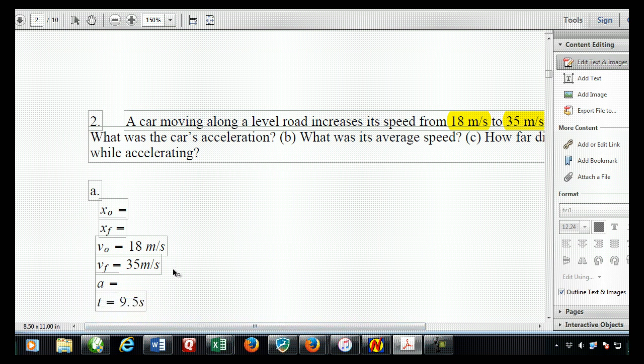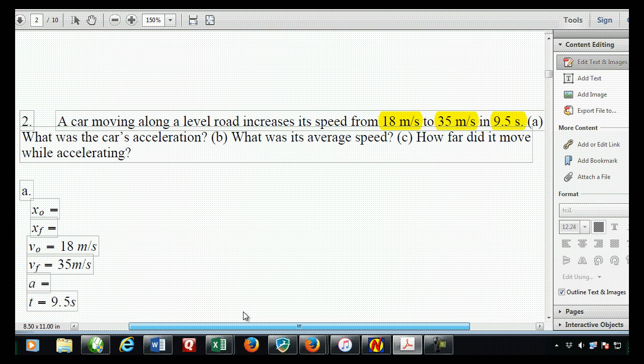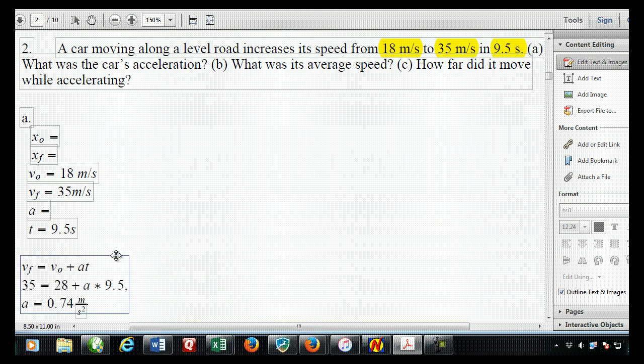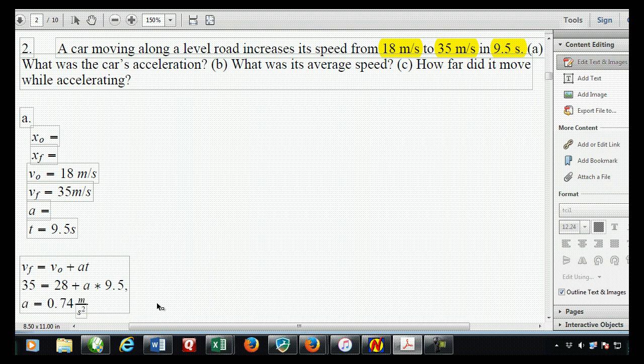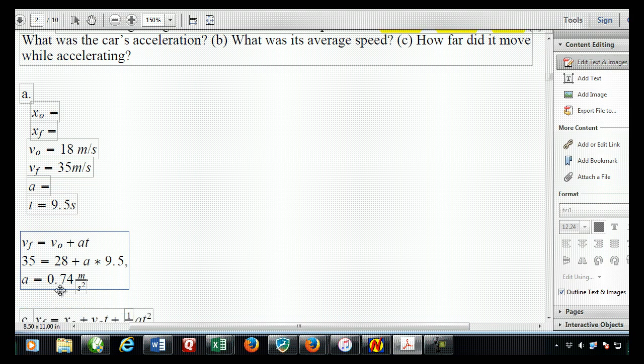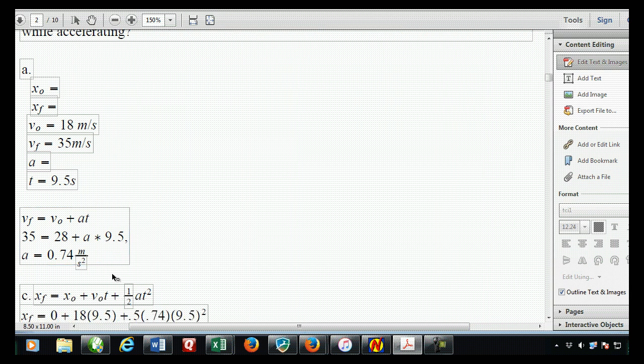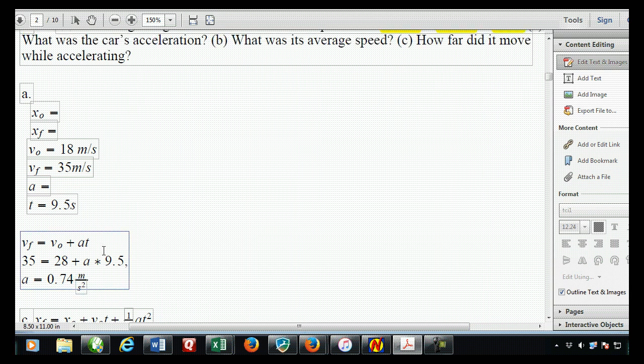My initial velocity was 18. Final velocity was 35 meters per second. Acceleration, didn't give me anything. So I need an equation that does not have acceleration to find the acceleration. I simply plugged in 35 equals 18 plus a times 9.5, subtracted 18, divided by 9.5, and came up with that answer.